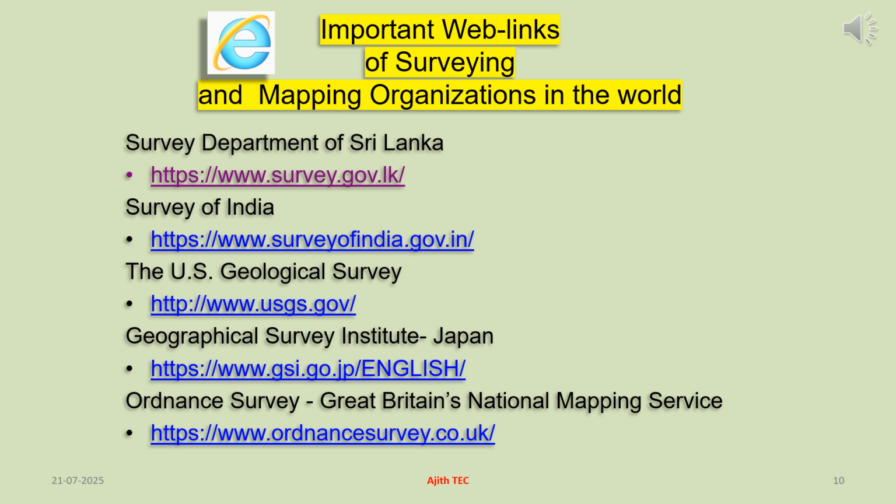Important web links of surveying and mapping organizations in the world. Survey Department of Sri Lanka. Survey of India. The U.S. Geological Survey. Geographical Survey Institute Japan. Ordnance Survey, Great Britain's National Mapping Service. All website addresses are shown in the slide for easy access.